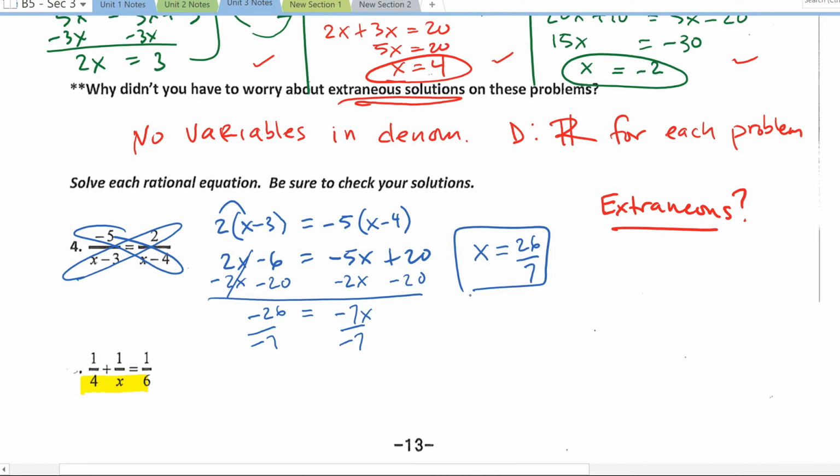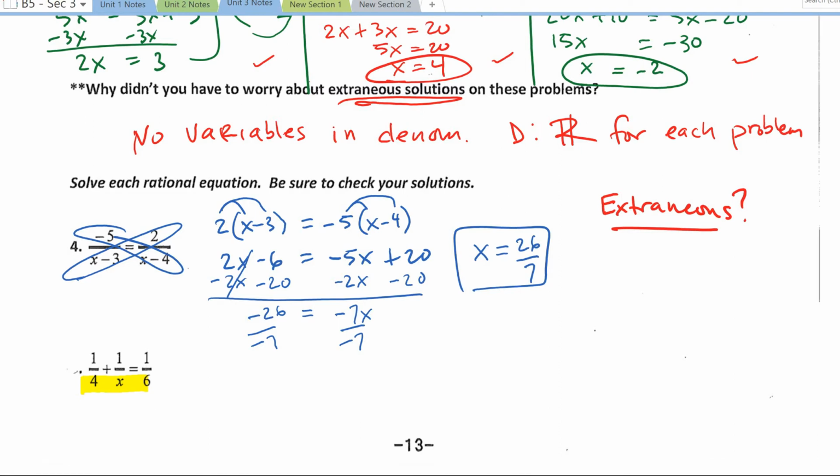So let's recap that problem. We cross multiplied. Then we distributed 2x minus 6, and then we distributed negative 5x plus 20. We gathered all of our x's on one side, numbers on the other.